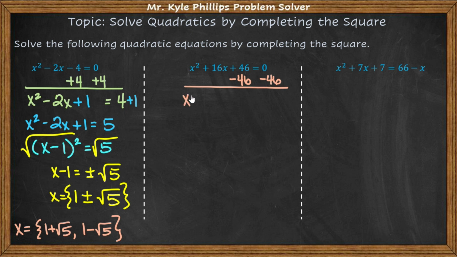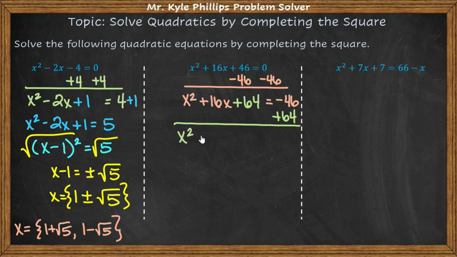So now I have x squared plus 16x equals negative 46. Again, we want 64 to go here. Half of 16 is 8. 8 squared is 64. I cannot add it to one side without adding it to the other. Remember, that's called balancing equations. So now I have x squared plus 16x plus 64 equals 18.